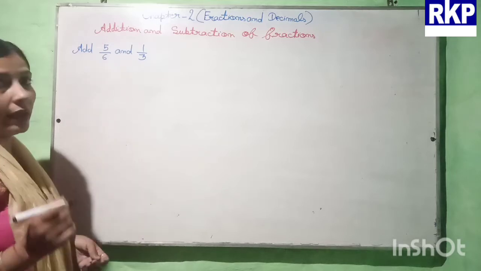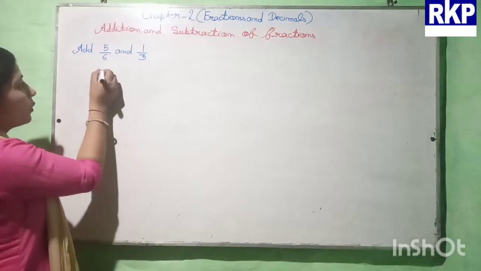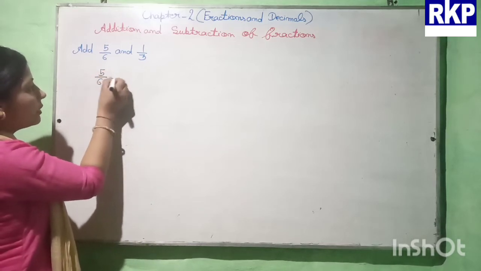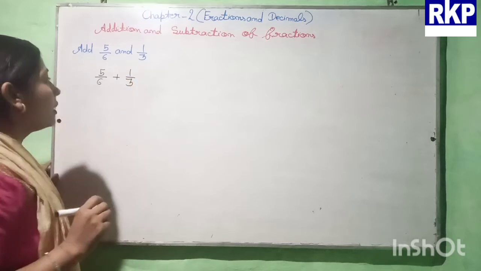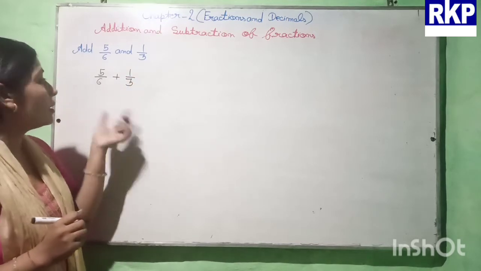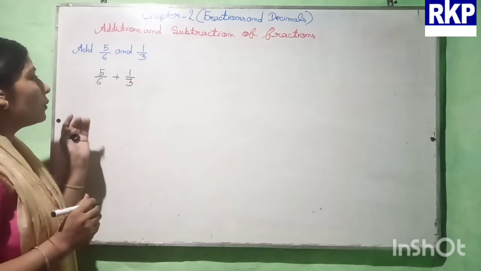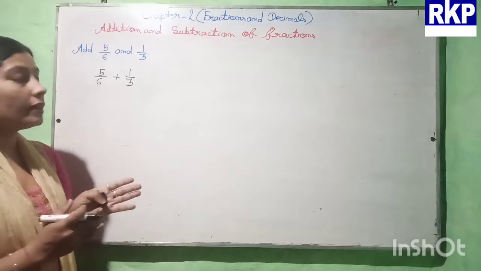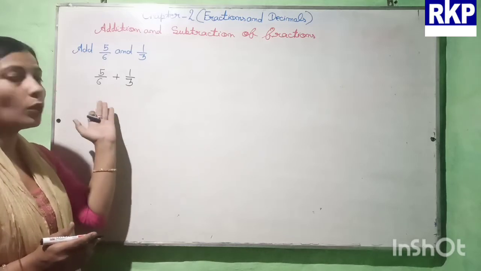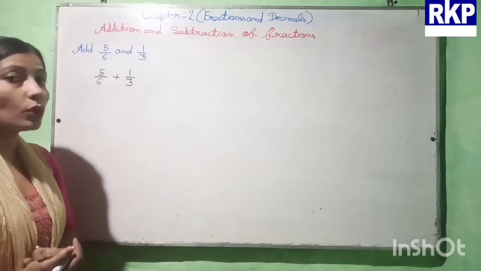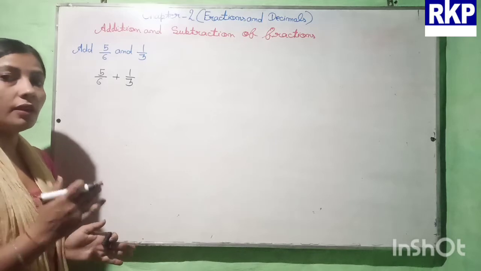Here we have to add 5 by 6 and 1 by 3. So first of all we have to write it like this, 5 by 6 plus 1 by 3. Okay, here we have two fractions, 5 by 6 and 1 by 3, and we want to add. Here beta, first of all we have to check whether the denominators are equal or not. Okay, so here you can see the denominators are not the same. So we need to find the LCM of the denominators.